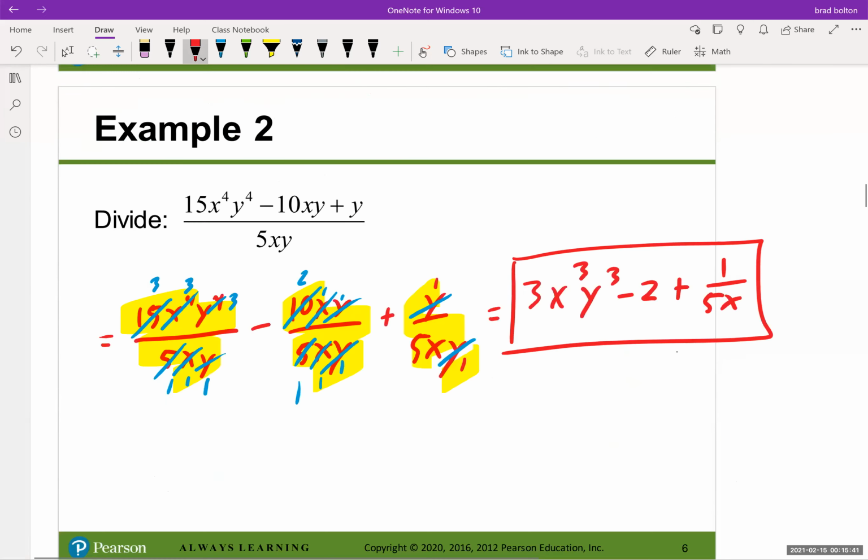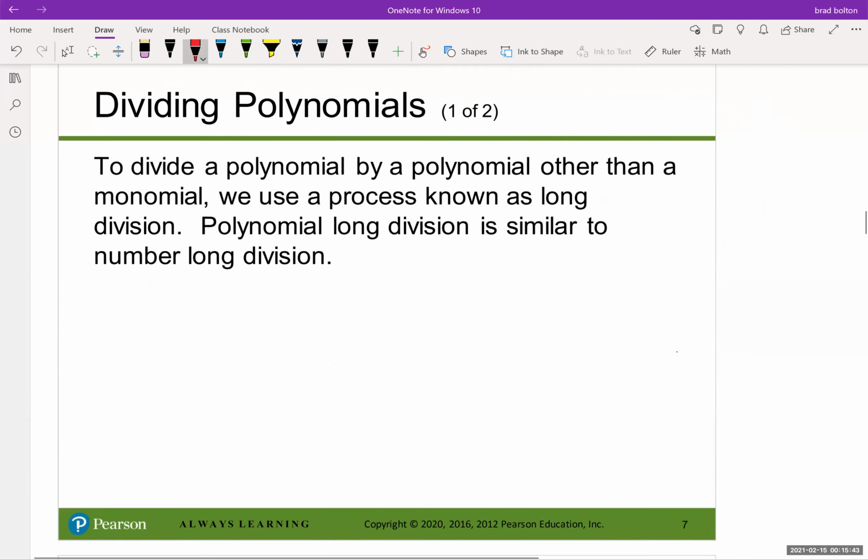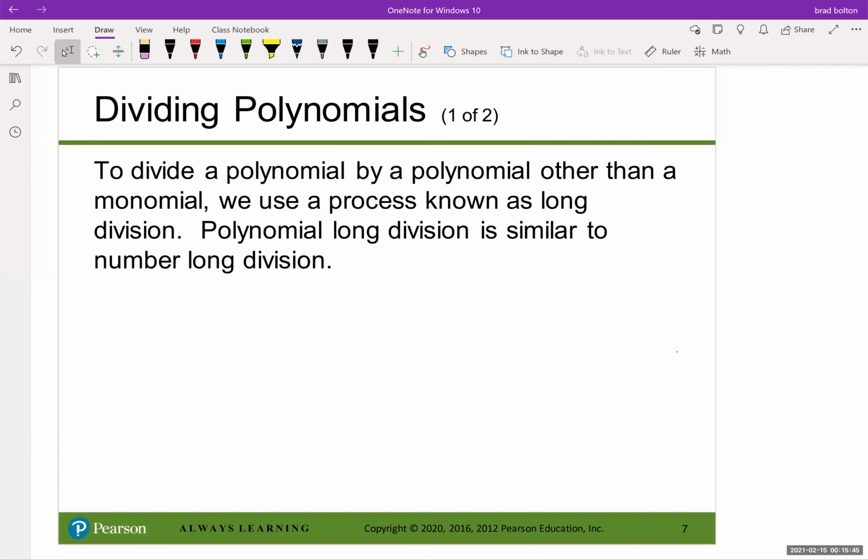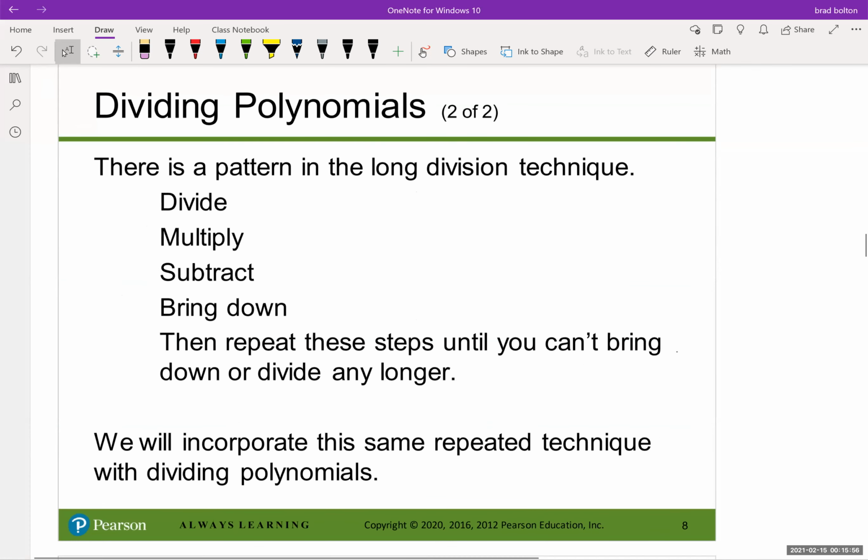Okay, so let's come back up here. Now, dividing polynomials: to divide a polynomial by a polynomial other than a monomial, we use a process known as long division. Polynomial long division is similar to number long division. There's a pattern in long division techniques: divide, multiply, subtract, bring down, then repeat these steps until you can't bring down or divide any longer.